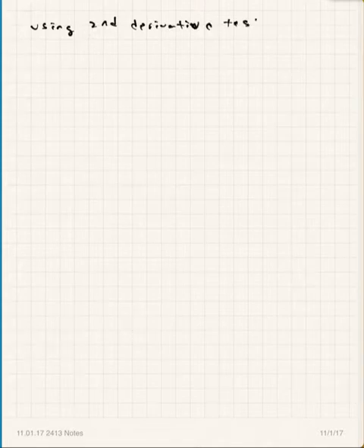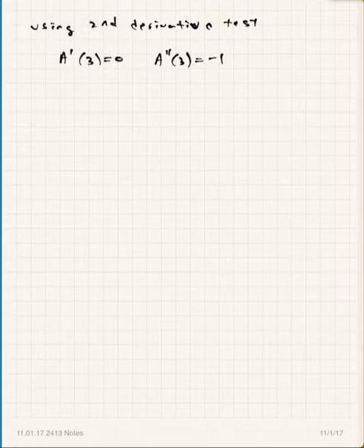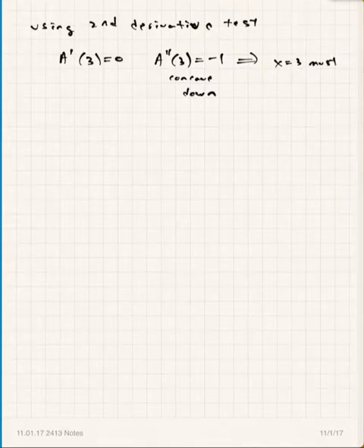What do we have here? We have that A prime at 3 is equal to 0. And we also have that A double prime at 3 is equal to -1. It's a negative number because the second derivative is a constant. It's always -1. And so what does this prove? It proves that the function's concave down. It's got to be because the second derivative is negative. We know that A prime of 3 is 0, so we know there's a horizontal tangent line there. And so what do you have to have? X equals 3 must yield a max.